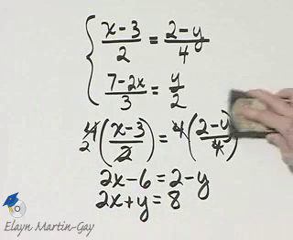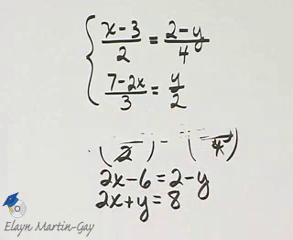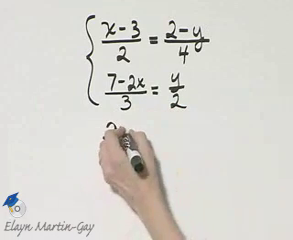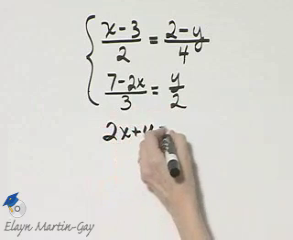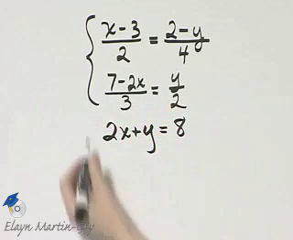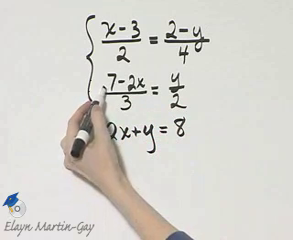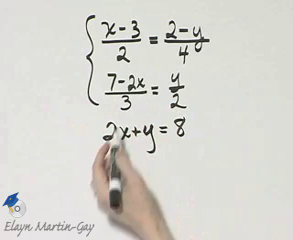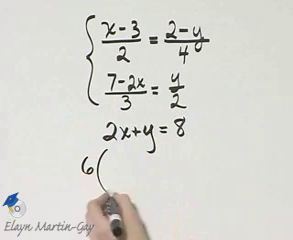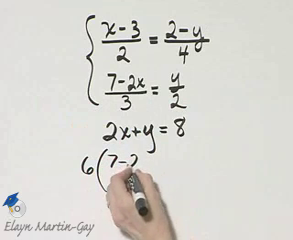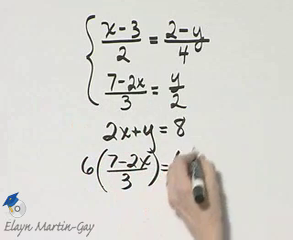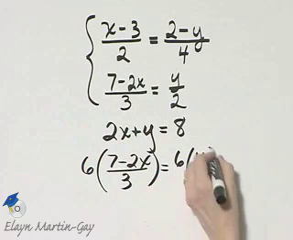2x plus y is equal to 8. And I'm going to rewrite it. That's 2x plus y is equal to 8. Let's do the exact same thing with this second equation of our system. Let's multiply both sides of this equation by 6, the LCD. So 6 times the left side, 7 minus 2x all over 3 is equal to 6 times y over 2.